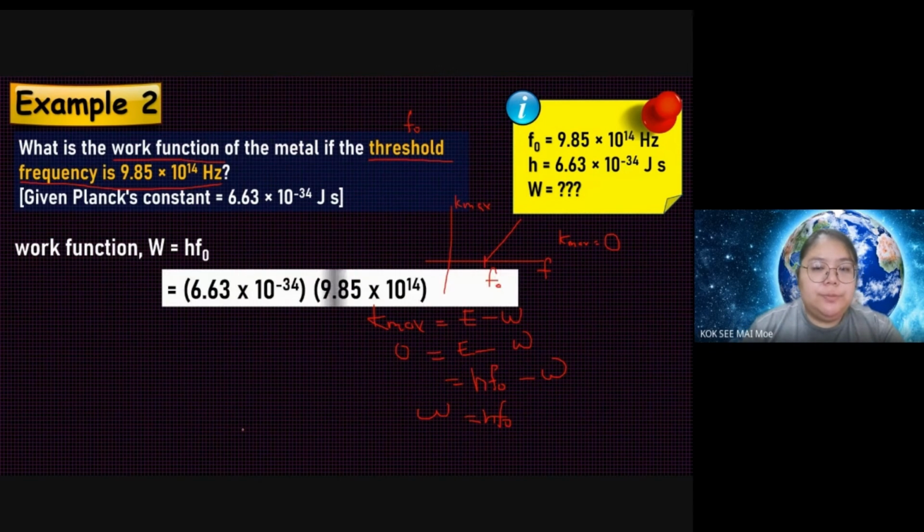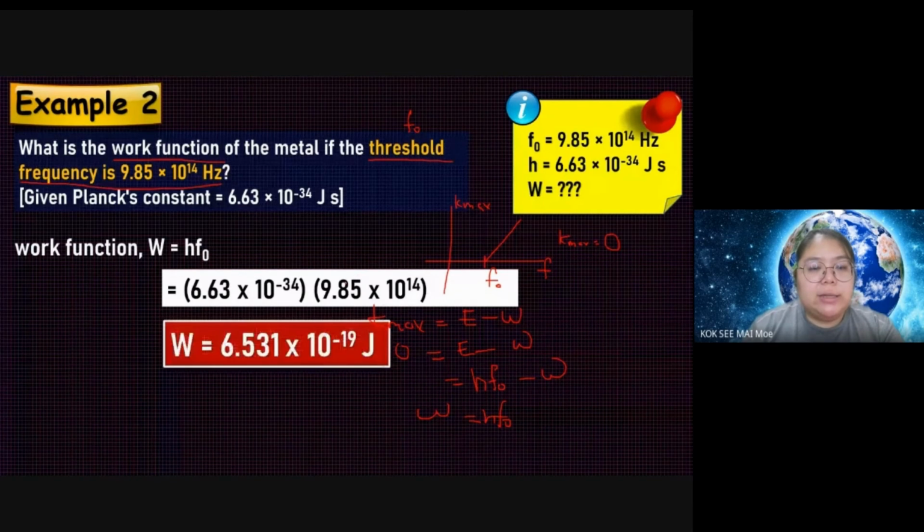Okay, we go to show. I just multiply only. I take the h and multiply with the f0. So after that I get 6.531 power of negative 19 joule. Remember the joule. So this is how to find the work function when they just mention there's a threshold. This is example 2. Then we go through to the next part.